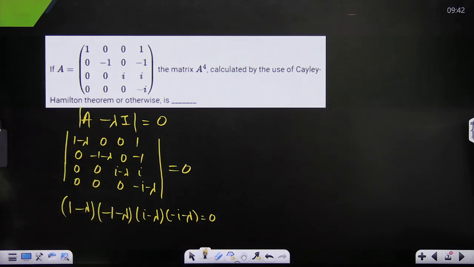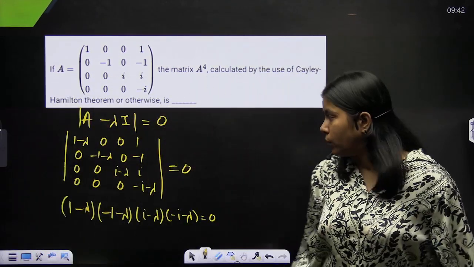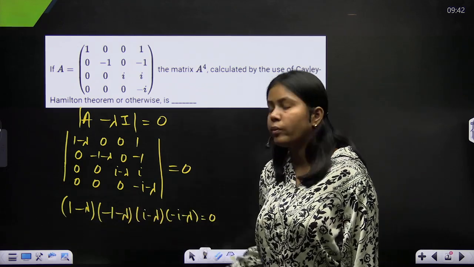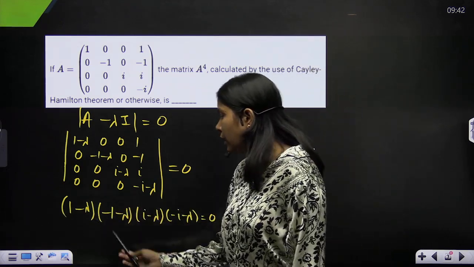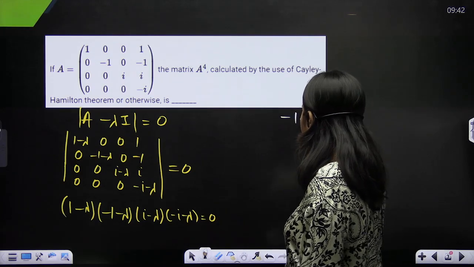Now I get this as my characteristic equation, but it is not in a simple format. I just have to convert it into a polynomial. Right now it is in factors, so I am going to convert it into a polynomial. So let's do that. 1 minus lambda into minus 1 minus lambda, a minus b and a plus b, this format is forming. So you would get minus 1 plus lambda square.